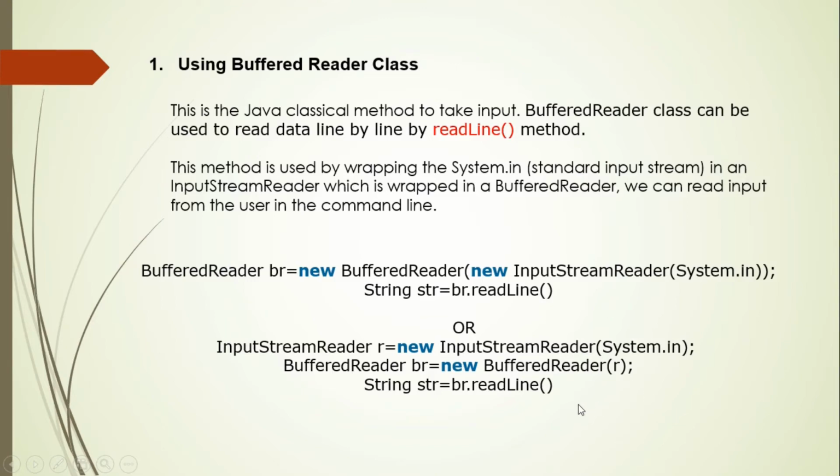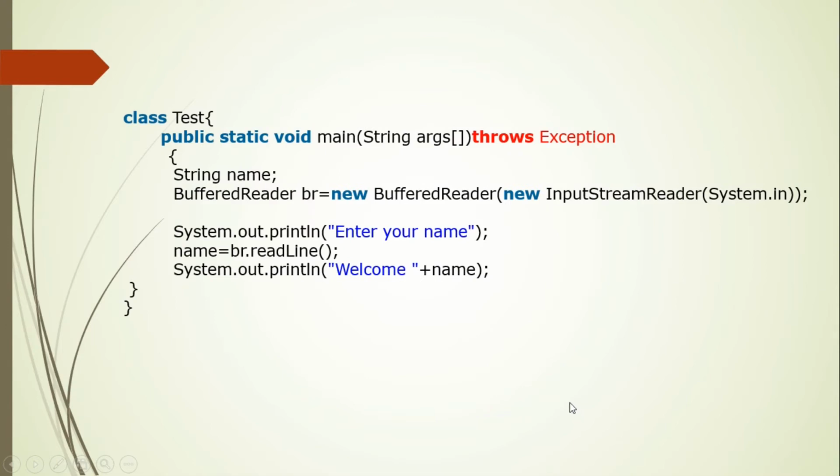Let us consider an example. This is a program for reading a name from the console and printing it. For that, I am creating the object br of BufferedReader and calling the method br.readLine. When executing the method, the program accepts the string entered through the keyboard and stores it in the variable name. And finally, print the message welcome and your name. Hope you are clear on this concept.